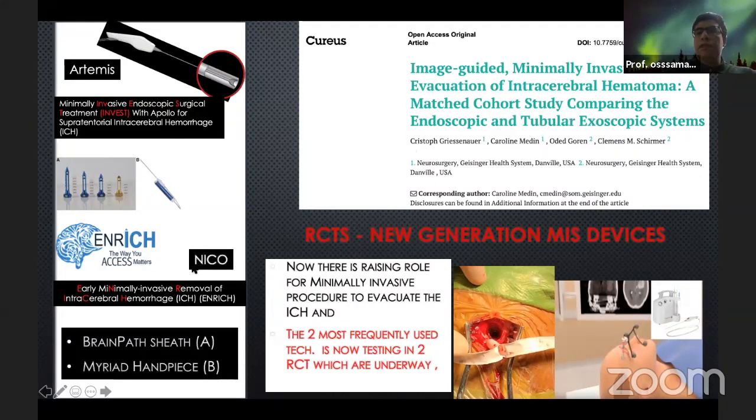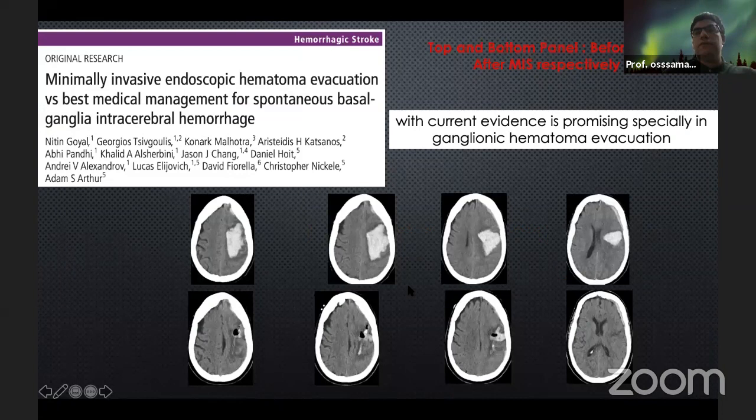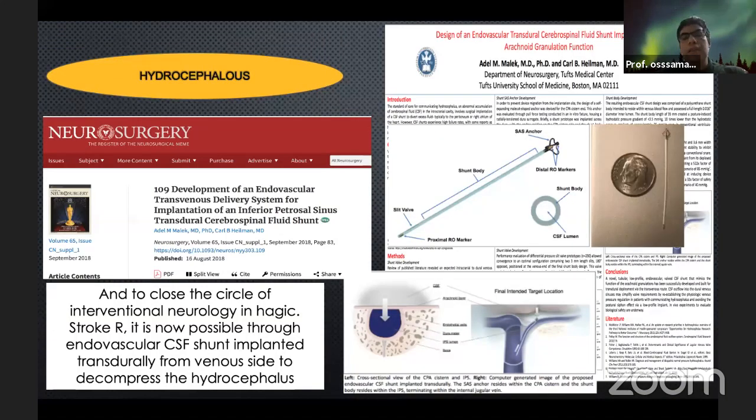Even they can go to a deeper site, a ganglionic hematoma, and they showed that it is effective also in such a situation. When we come to hydrocephalus, there is a very innovative idea: they can go from the transvenous approach, reaching the inferior petrosal sinus, and then puncture the inferior petrosal sinus to the CB angle, and they introduce a very small device.